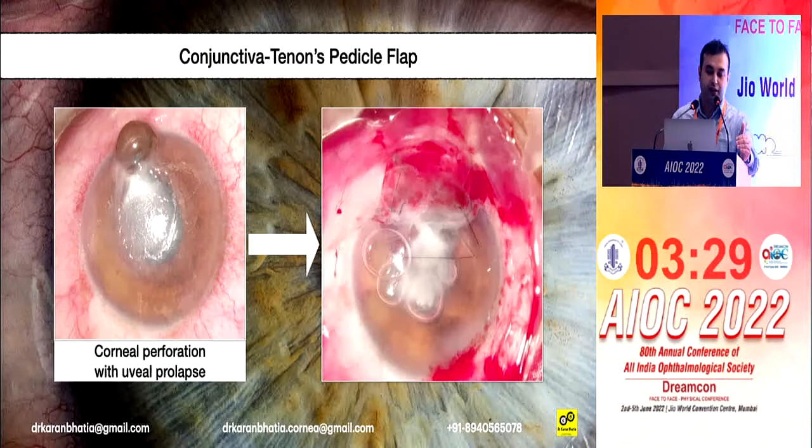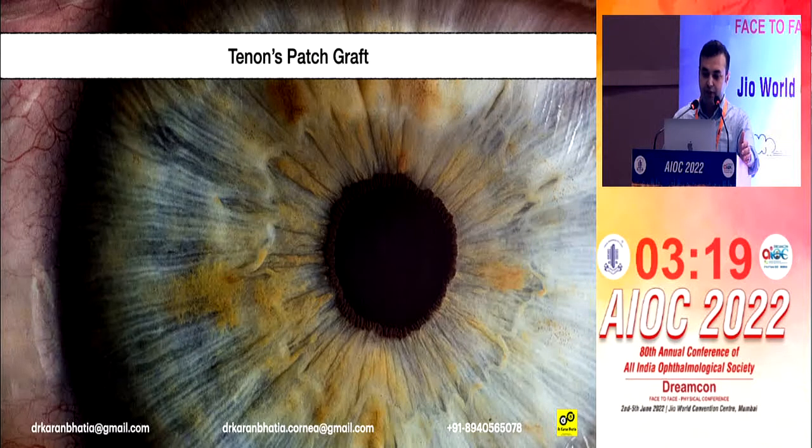So you need to advance this about 1 to 2 millimeters, a little bit more. Ideally, it should extend around 40% more than the size of the other side. And this is one of the cases, did pretty well. Tenon's patch graft, I don't have a video of that. So what you can do is, again, 40% more than the size of the lesion.